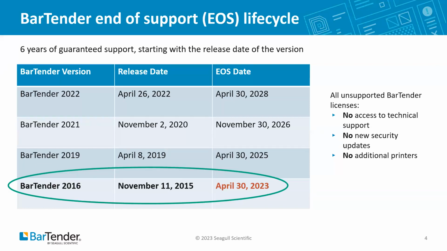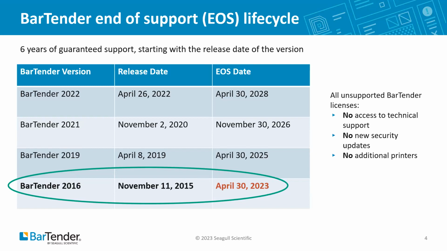So you may be asking, what is the BarTender lifecycle? Well, essentially, when we introduce a new version of BarTender, we guarantee a minimum of 6 years of support starting from the release date of that version. So for example, BarTender 2022 was released in April of 22, so its end of support will be in April of 2028. This chart follows all of the current supported versions of BarTender, except for the last one there you see in the green bubble at the bottom.